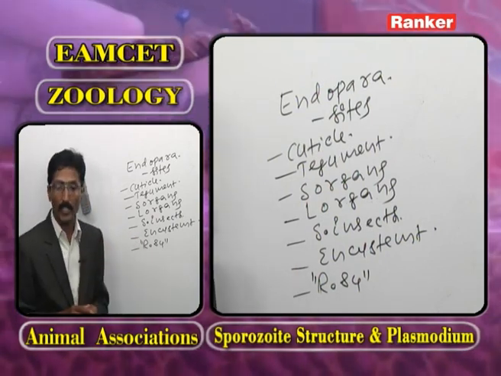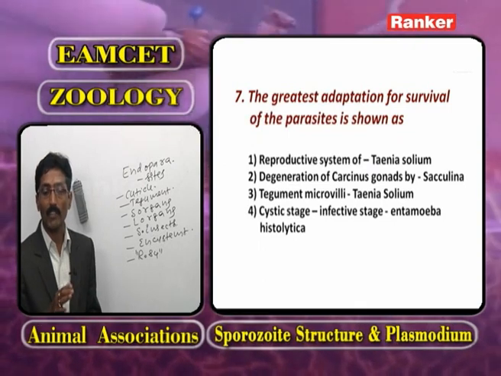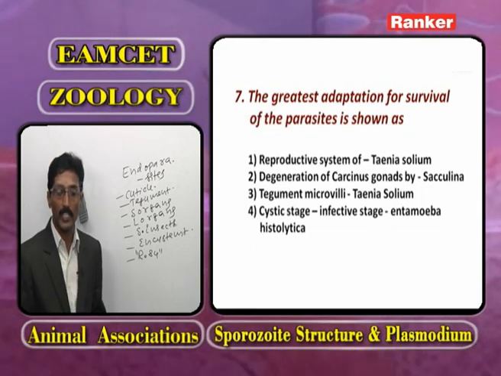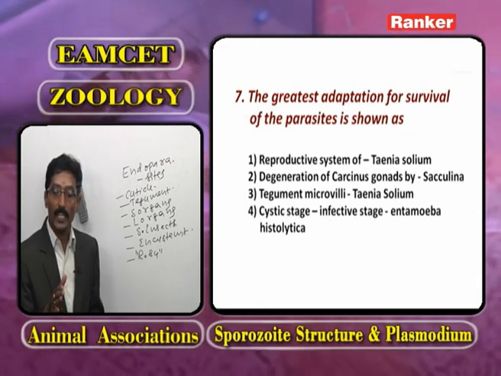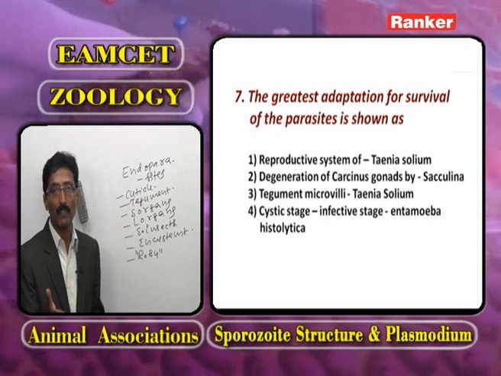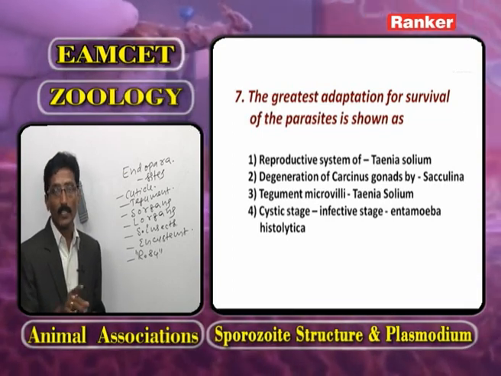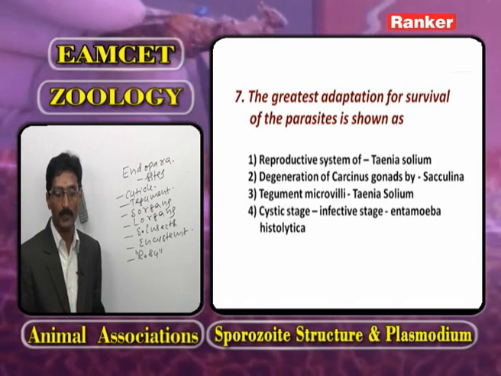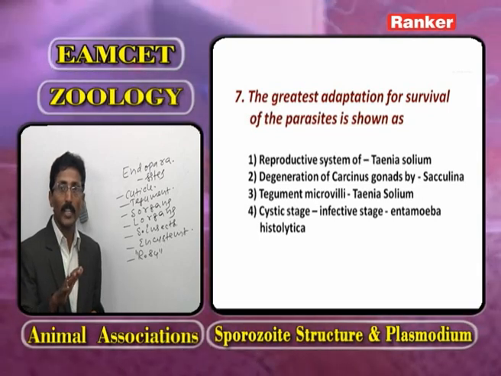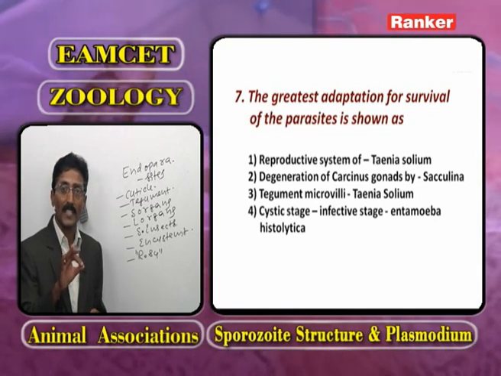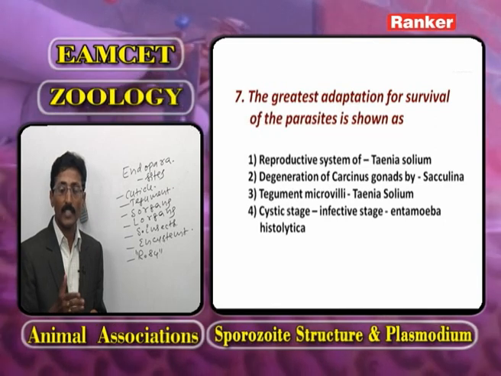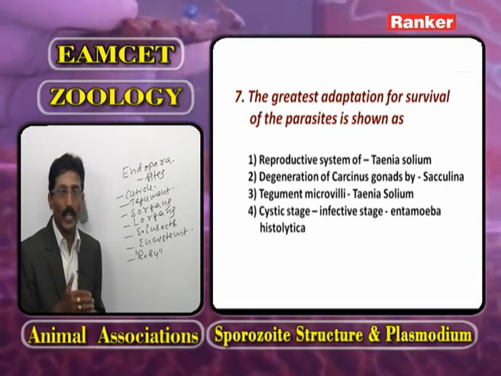Now based on this information, the greatest adaptation for the survival of the parasite is shown as: one, the reproductive system of Taenia solium. Second, degeneration of carcinus gonads. What is meant by carcinus? A type of crab. Sacculina, that is an example of parasitic castration. The third one is tegument microvilli. In Taenia solium, the body is covered by tegument. On the tegument, microvilli present increase the area of the absorptive surface. And the fourth one is the cystic stage is the infective stage of Entamoeba histolytica.